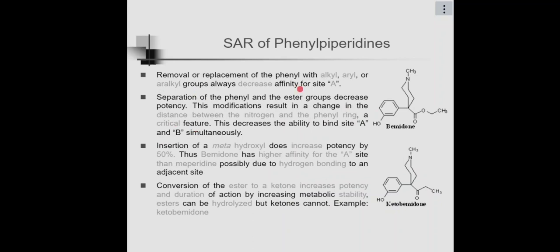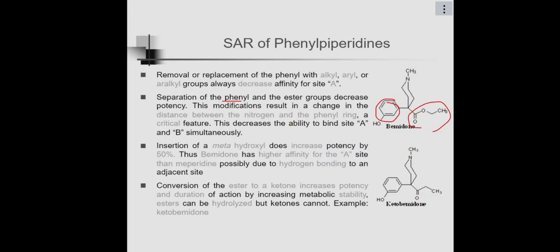This is almost what we have said: the removal or replacement of the phenyl with alkyl, aryl, or alkyl groups always decreases affinity for site A. Separation of the phenyl and the ester groups decreases potency. Here is the phenyl, and here is the ester group. This modification results in a change in the distance between the nitrogen and the phenyl ring, a critical feature. This decreases the ability to bind site A.